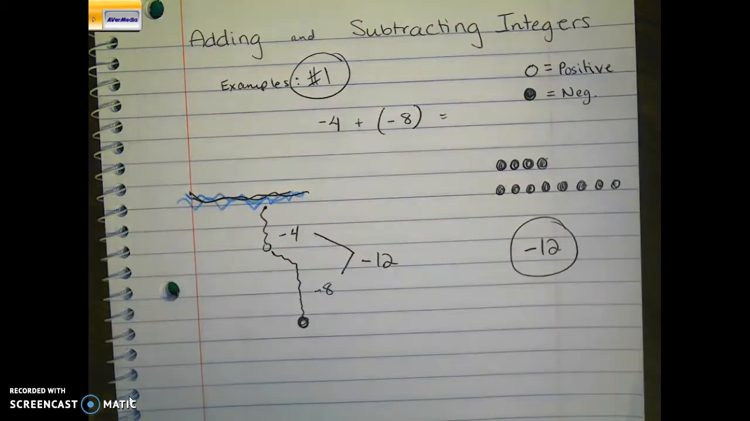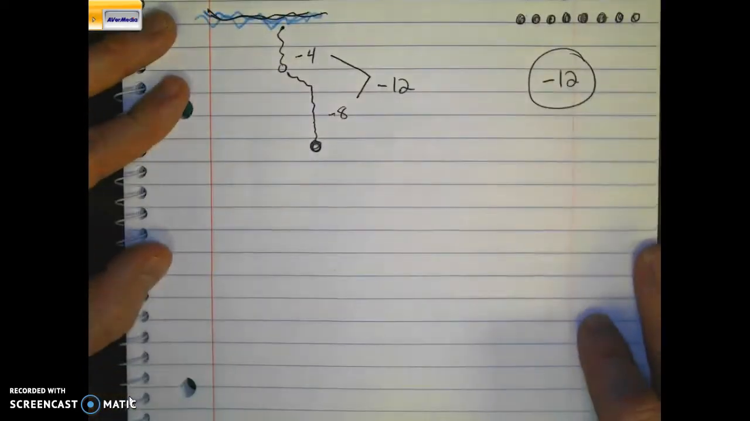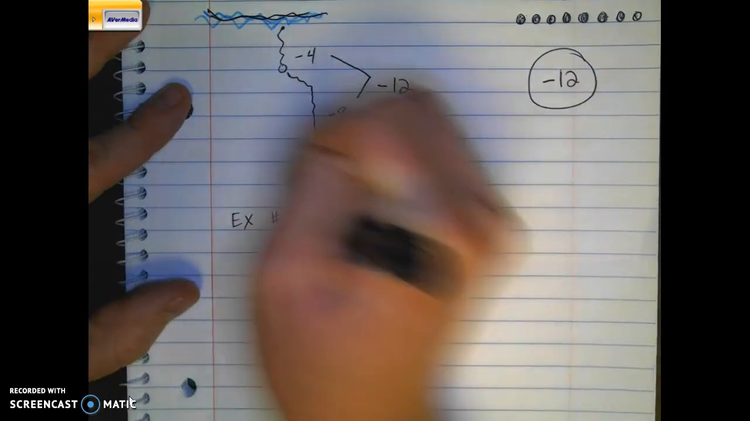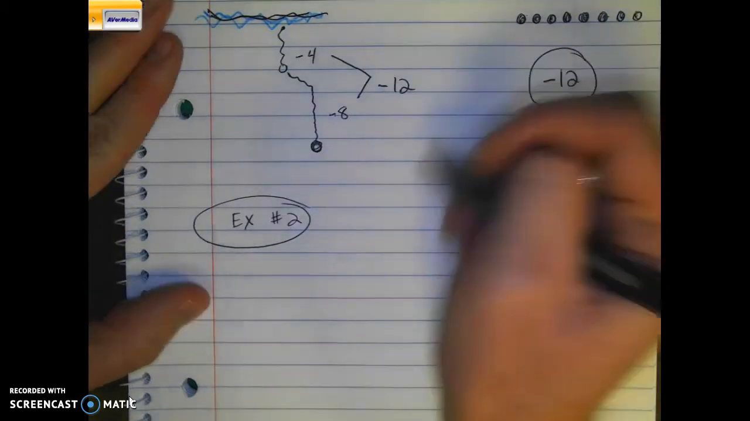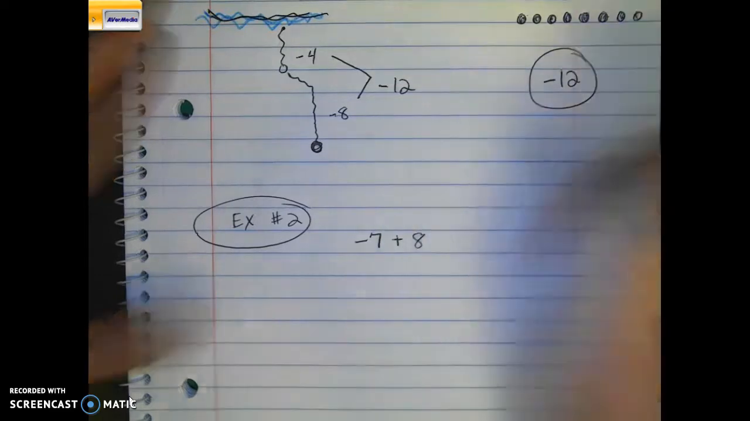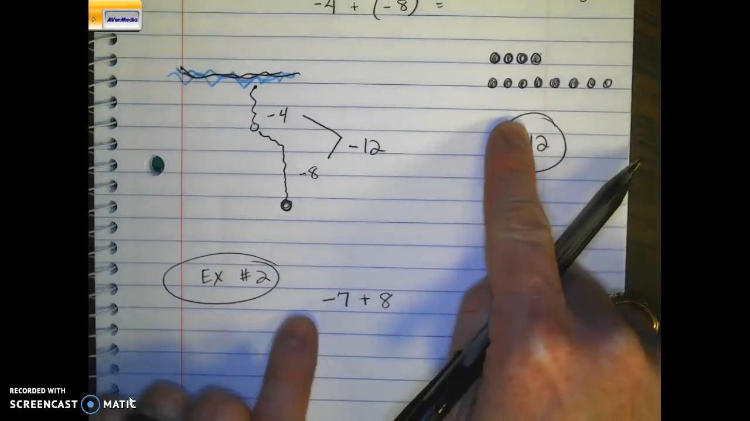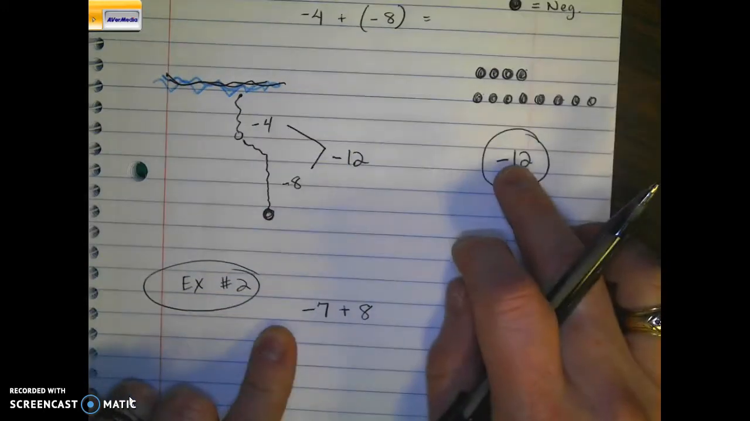Okay? I'm going to scoot my paper down, and now I'm going to show you a different one. All right, we're still going to add integers. So let's just put this is example number 2. Example number 2. All right, example number 2 is, what if I give you -7 plus 8? I'm going to refer to these circles again. Okay? We're going to do that first.